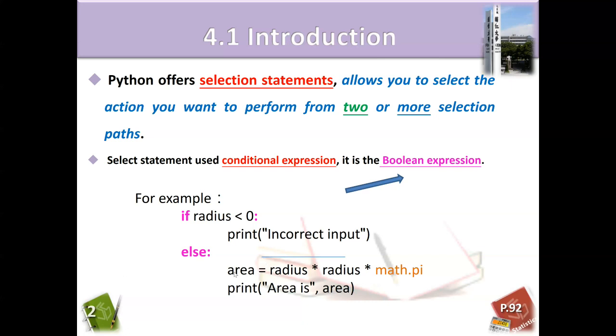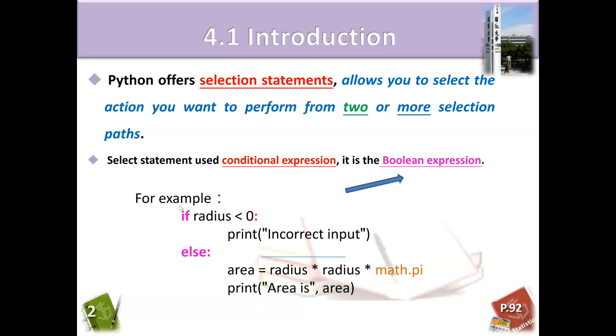Okay, so if the radius is not smaller than 0, it will go into this part. Area equals radius multiply radius multiply math.pi. Here we will use another formula from math. Math.pi will be a really precise pi, not just 3.1415, etc. That's just a limit. Pi is an unlimited number, but we can use math.pi to approach the real result. And we get the area.